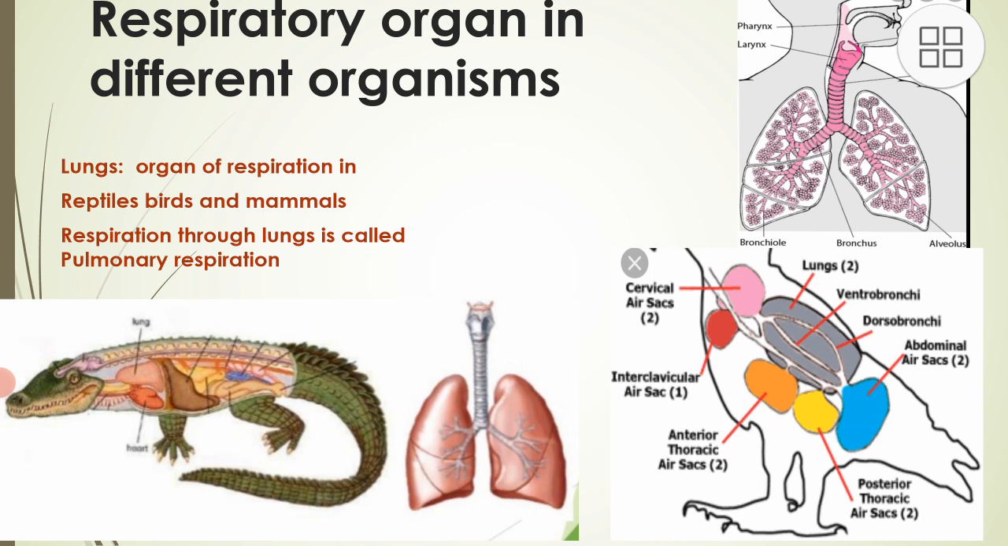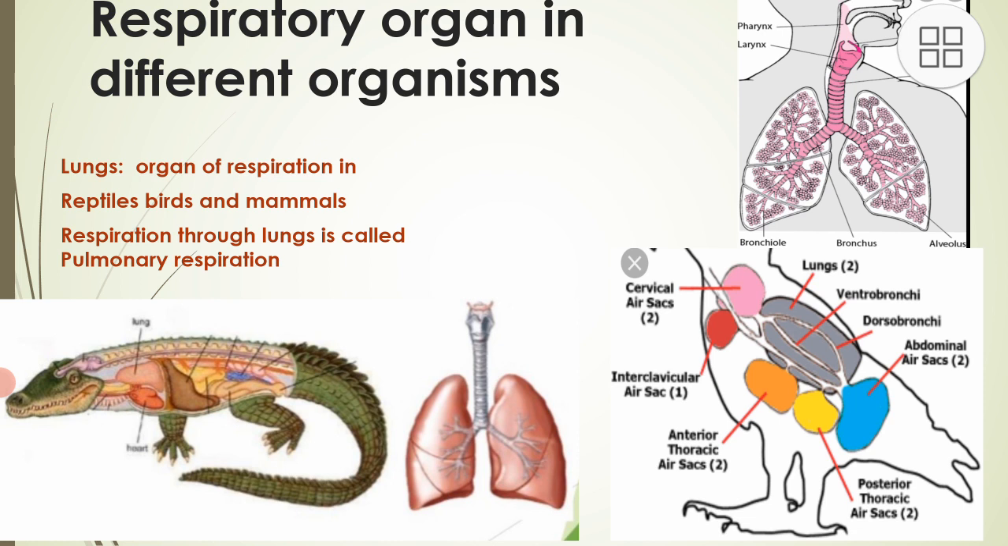The lungs are the organ of respiration in reptiles, birds, and mammals, and they are the respiratory organs of amphibians as well, because amphibians like frogs breathe through lungs when they are outside water, in a terrestrial environment. When they are inside water or in hibernation, they breathe through skin. But when they are babies, in their larva stage, they breathe through gills. So we are here talking about lungs. Respiration through lungs is called pulmonary respiration.